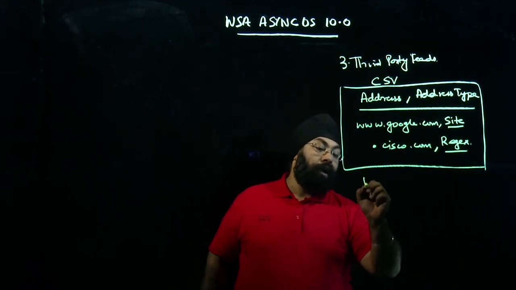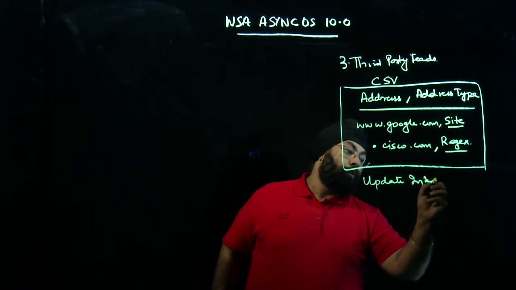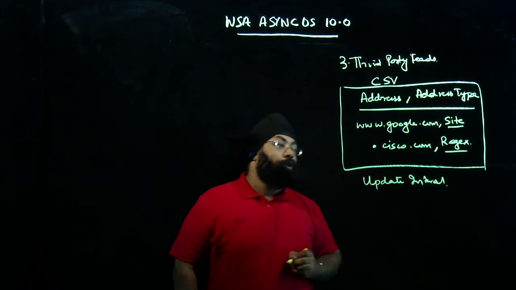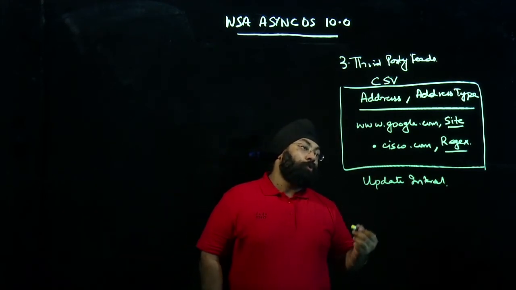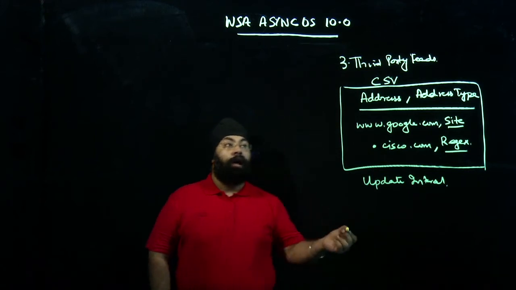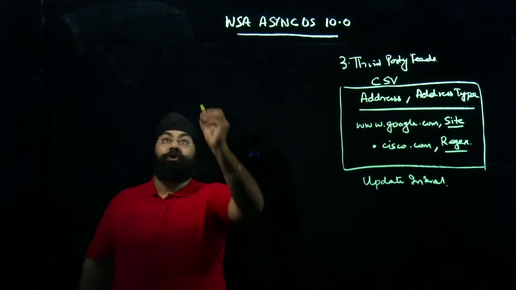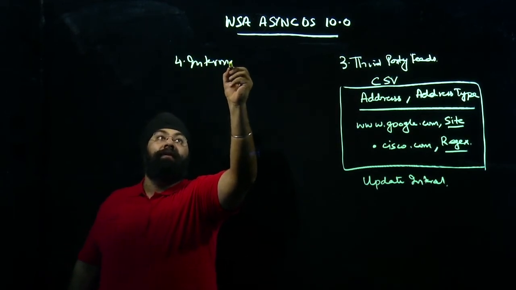Now, along with that, you can also define the update interval. When I talk about the update interval, that's where you can define whether it's supposed to be in minutes or in hours, so that these feeds get updated. Now let's move on to the fourth feature which we have introduced, that's intermediate certificate.